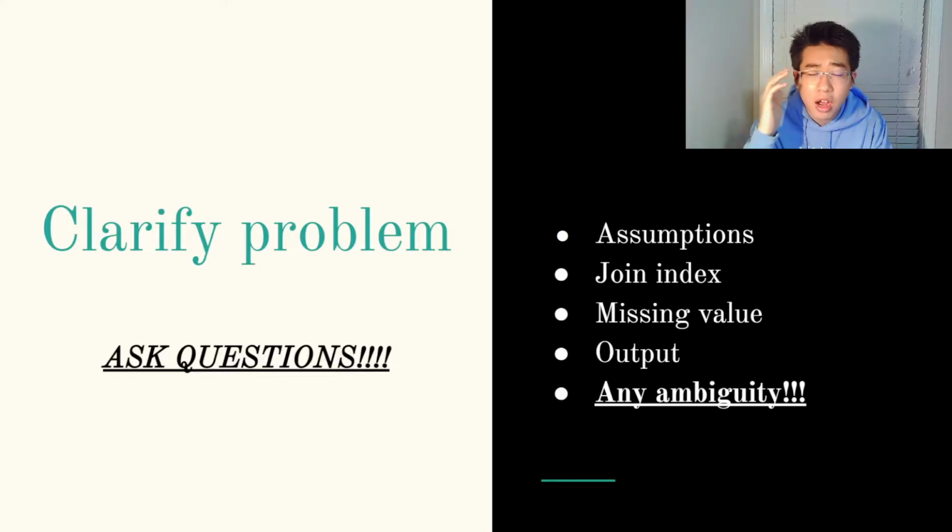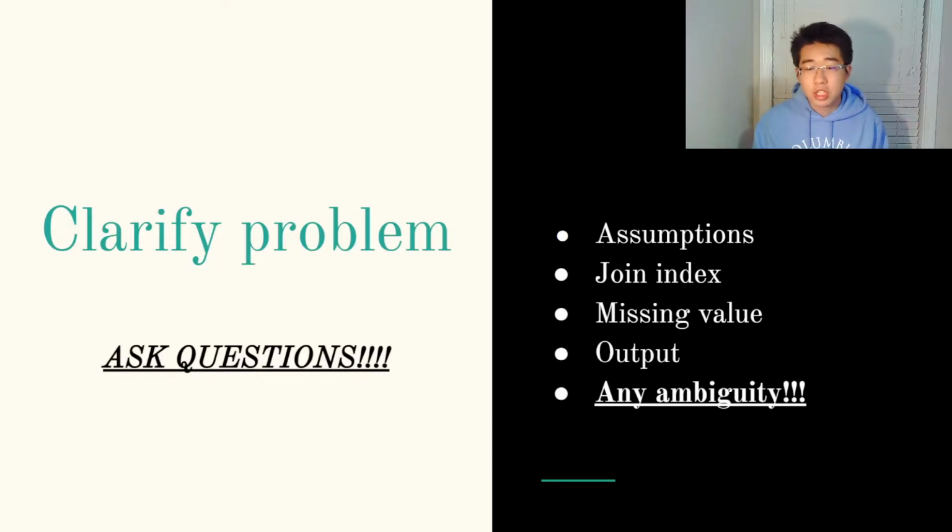Even though it's so obvious what the join index will be, you still want to ask about it, especially if the column names are different between two tables. You want to make sure that you ask, is this column from table 1 the join index for this column in table 2? You want to make sure that that is correct. And it's just very important to convey that information to the interviewer that you're trying to be correct, right?